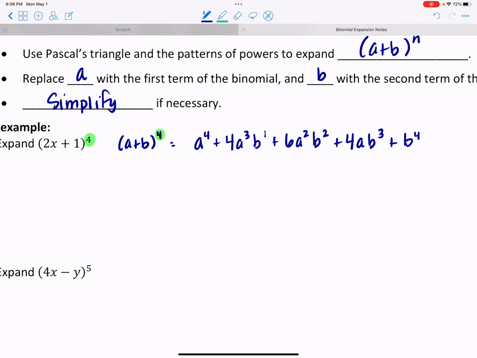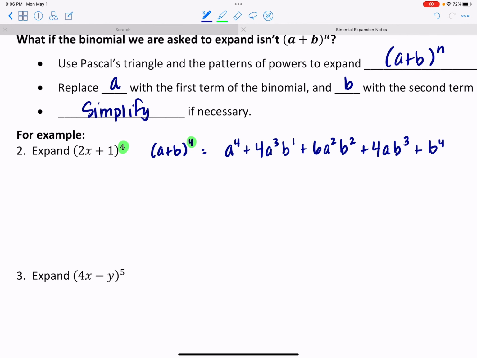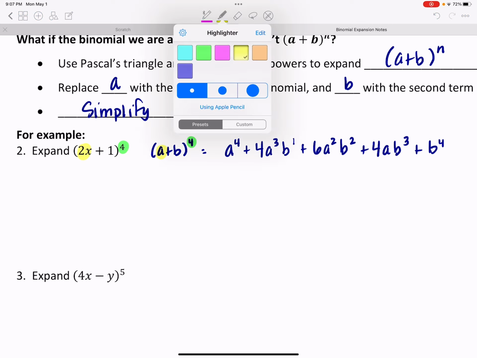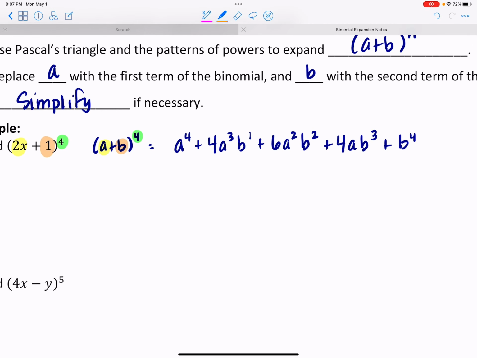And you can also double check that the sum of the exponents in each one of those terms does still add up to 4. Now that's a plus b to the fourth. Since I actually have to expand 2x plus 1 to the fourth, now what I'm going to do is replace a in each of these terms with 2x, because that's what I have in the first position of my binomial. And then I'm going to replace b in each of these terms with 1, because that's what I have in that second position of my binomial. And that will leave me something to simplify, and that would be the expansion of 2x plus 1 to the fourth.